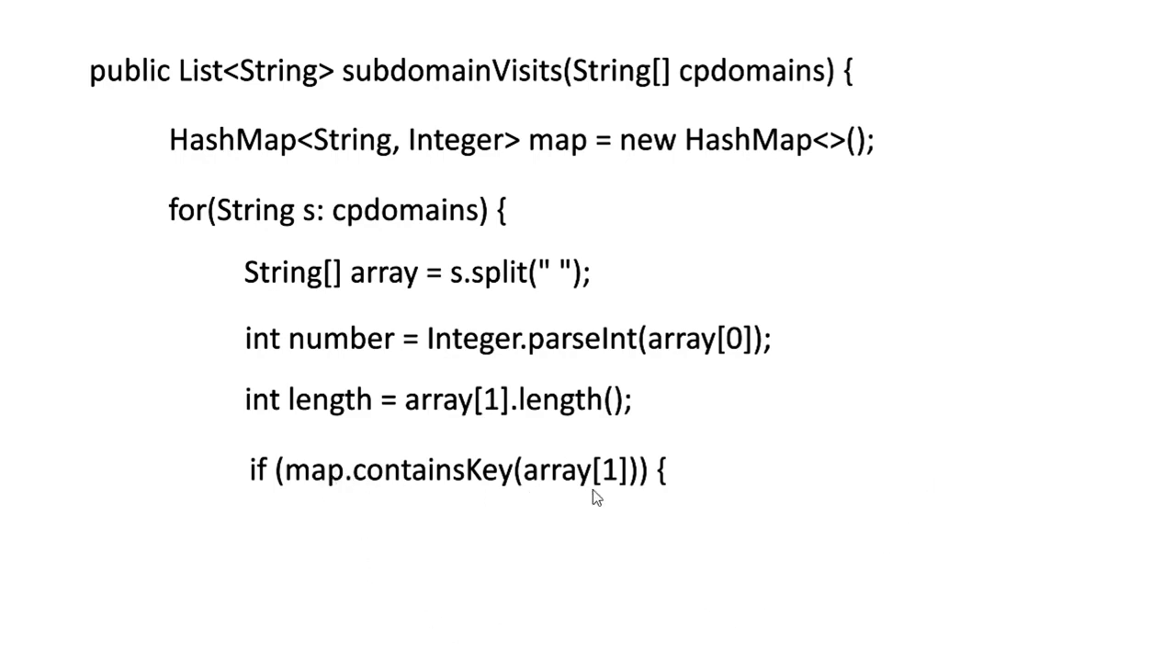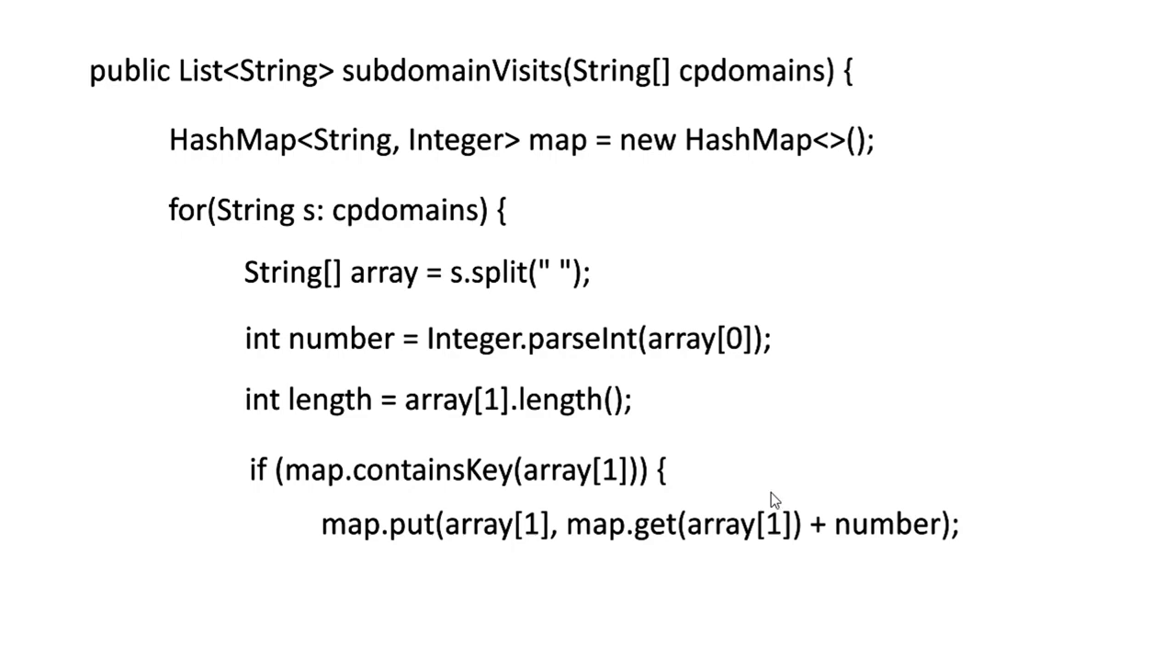So if the map contains the key, so if it contains yahoo.com, then what we're going to do here is a map.put. We're going to put this at position array 1. So if we find yahoo.com at array 1, we're going to put yahoo.com, and we're going to do a map.get. It's going to get yahoo.com, which will get the key and return the value. So let's say there was already a yahoo.com in here that had 50. It looks for yahoo.com, it sees that it has 50. So we have 50 here, and then we add the number, which was the 900 that I used.